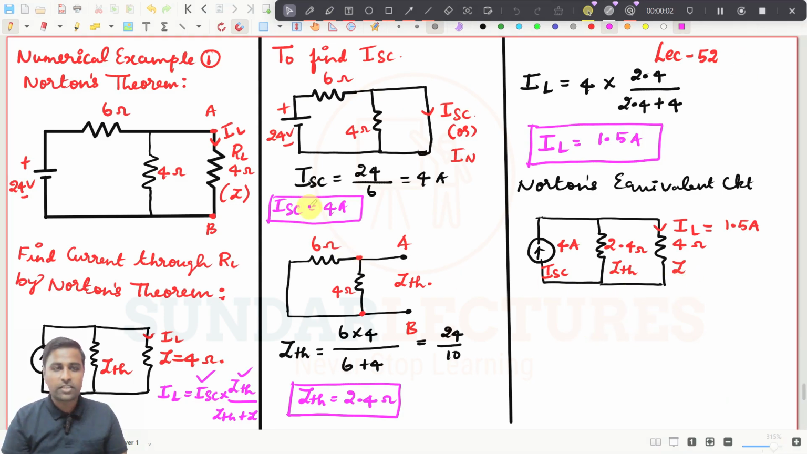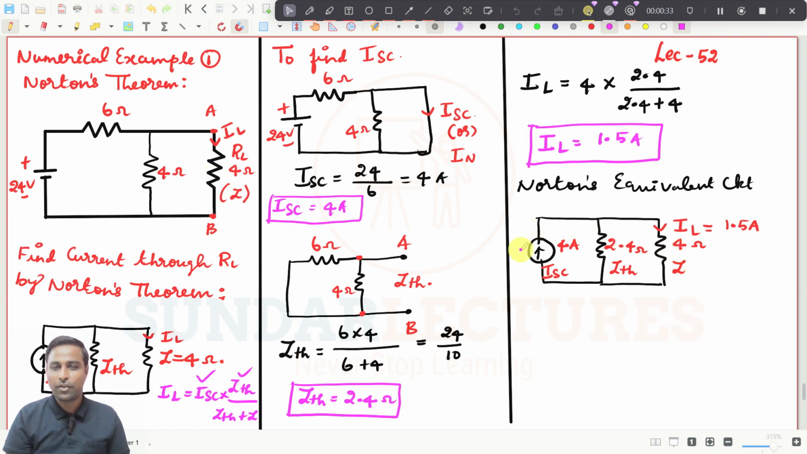So you just need to change this 4 ohms to 6 ohms. It is not necessary to find the current through this branch again. As I told you, with mesh current or nodal voltage analysis, if this resistor is changed to 6 ohms, you need to proceed from the beginning to find the current in this particular branch. But with Norton's theorem, it is not at all necessary.